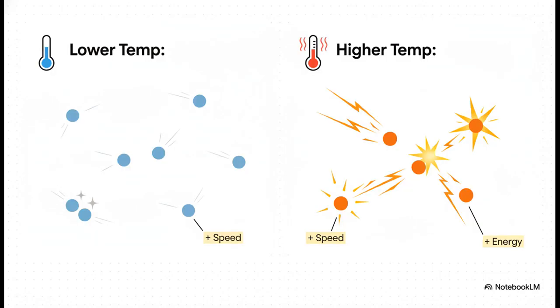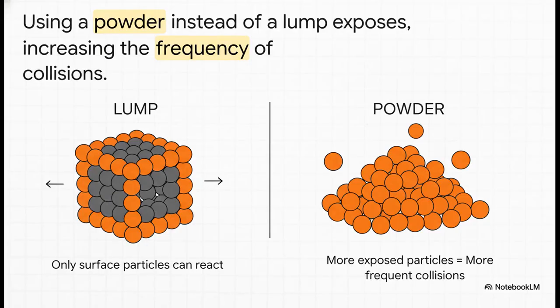Now, cranking up the temperature, that's a real double whammy. It's a 2-for-1 deal. First, the particles get more kinetic energy, so they start whizzing around faster, which means they collide more often. But, and this is the crucial part, they also collide with way more energy. So a much bigger percentage of those collisions will actually have enough energy to be successful. The rate just skyrockets.